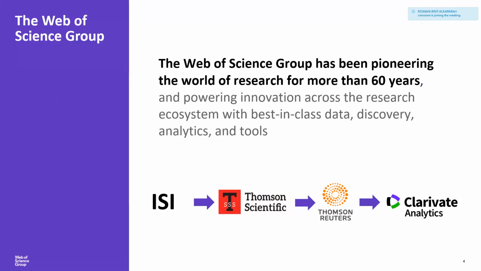So in the past, the Web of Science platform used to be called ISI, and then we changed company. We moved to Thomson Scientific, Thomson Reuters, and as of today, our parent company is called Clarivate Analytics. So Clarivate Analytics is the parent of Web of Science Group, and the Web of Science Group is where the Web of Science platform sits. And this is where you will find the related information about your research as well as articles.